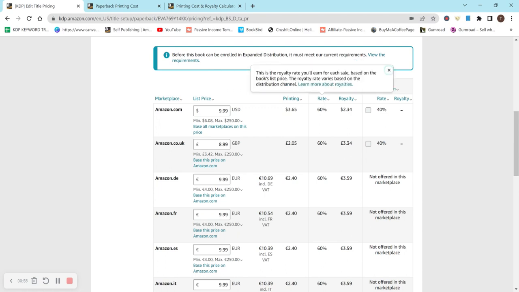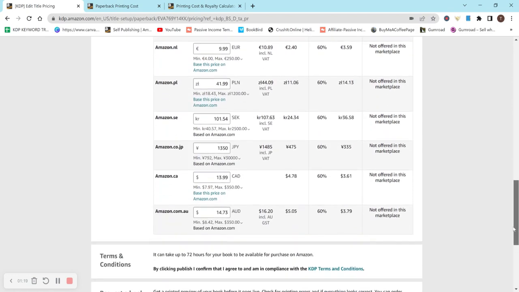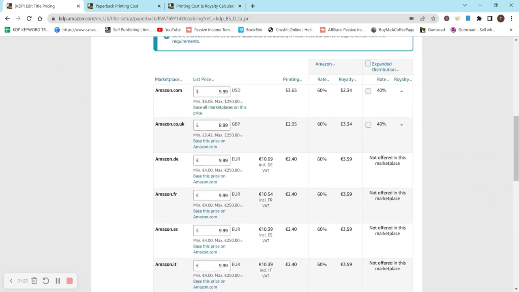This is also the rate. So this is how much you'll actually earn per sale. We all get 60% of the actual sales. Then the royalty is how much you'll actually make per sale. On the left-hand side, it shows all of the different countries and marketplaces that you can actually sell from. And then it also explains underneath the box here the minimum and maximum.